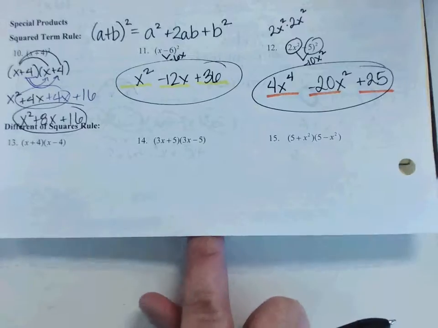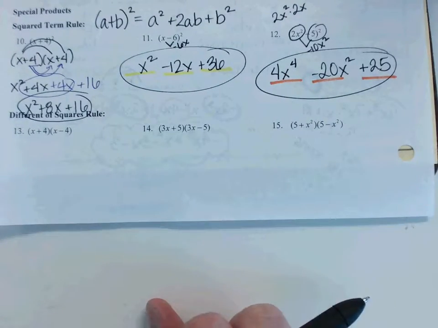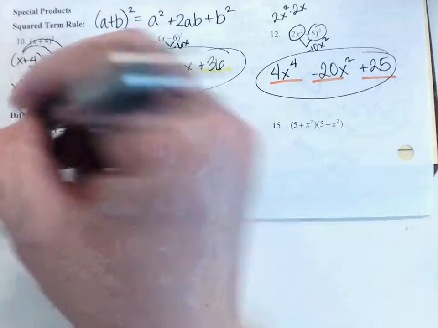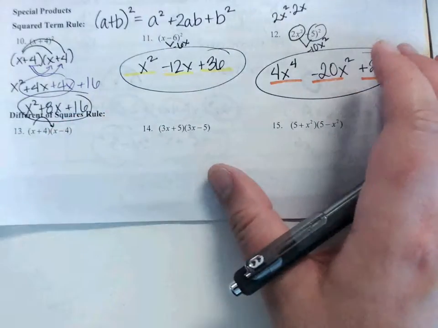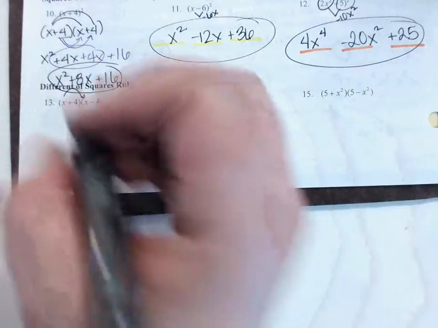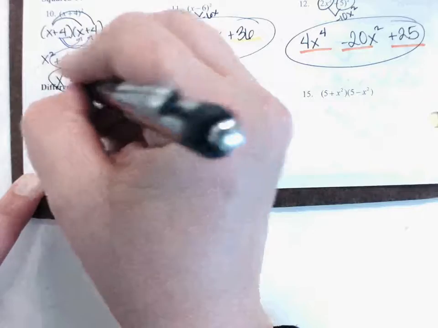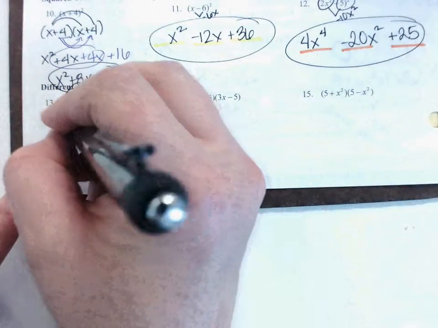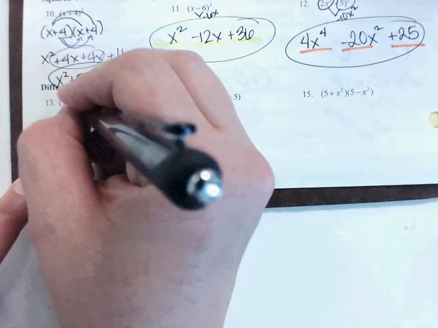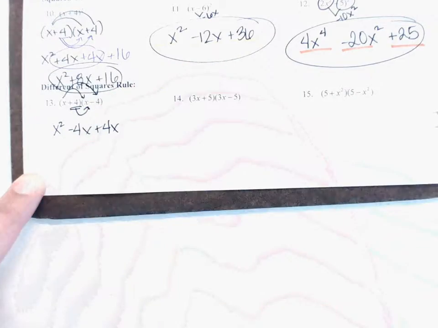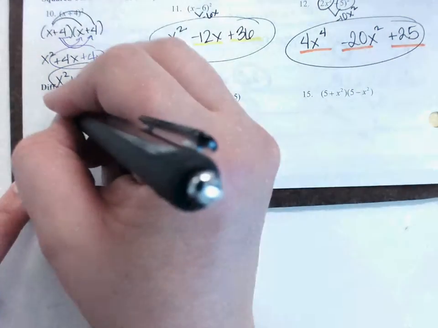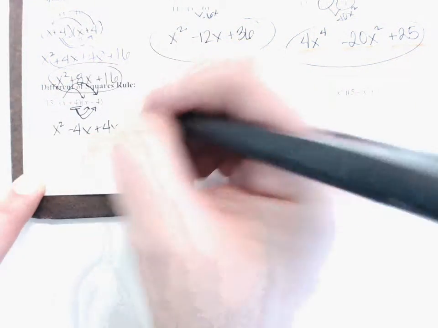Okay, the last one. These are difference of squares. Let's look for the pattern. What's x times x? We're working out the long way first. x squared. What's x times minus 4? Minus 4x. Plus 4 times x is plus 4x, and then 4 times negative 4 is 16.